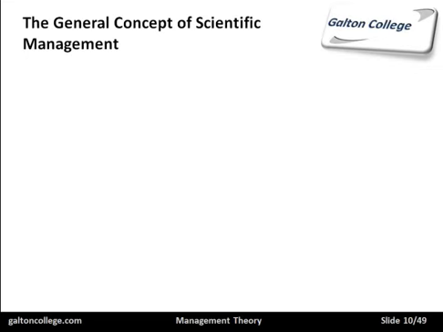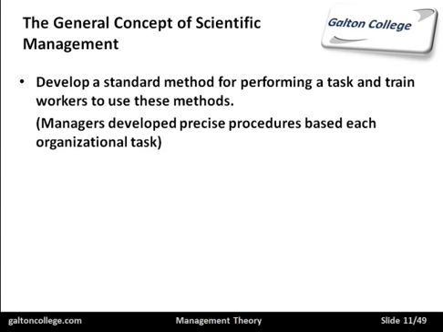So the general concepts of scientific management: develop a standard method for performing a task and train workers to do those tasks. It's very, very simple. Break the tasks down into very small parts and get workers to perform those tasks over and over again, so the workers became extremely fast and skilled at performing those functions. And if all the tasks were done in the same way, then the throughput would be much greater than if workers had been very generalized and done many tasks.